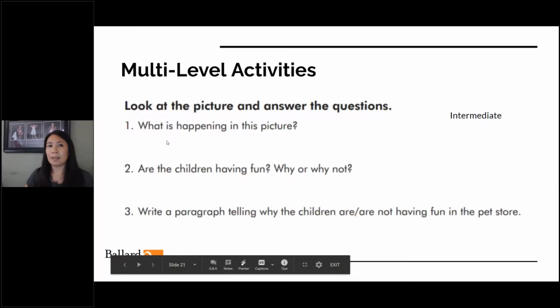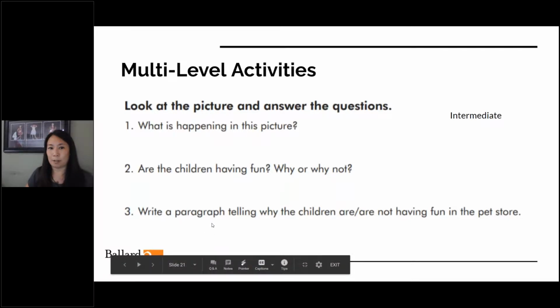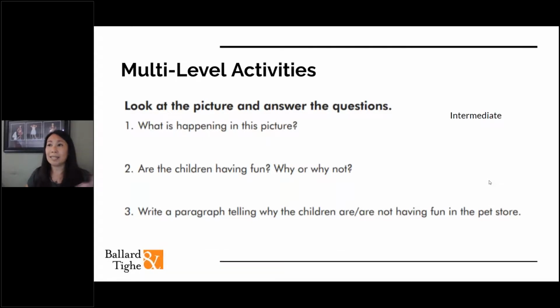intermediate level. As you move on to something like the intermediate level, what is happening in this picture? So this is a lot more open-ended. They can guess, they're predicting, right? Are the children having fun? Again, predicting, why or why not? Show evidence. These are pretty much what you are thinking about when you're doing higher order thinking skills, as well as aligning to standards. Write a paragraph now at the intermediate level, telling why the children are not having fun in the pet store, and then you'll have to give evidence. Again, these are all first listening first, to then speak, to then maybe write, to then present it orally.